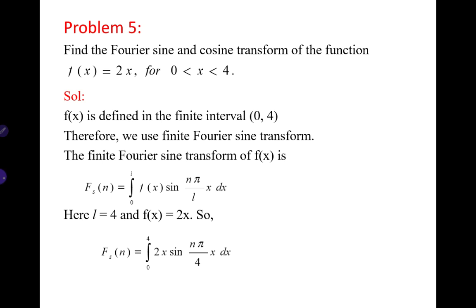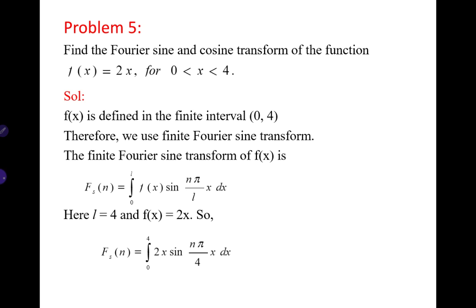The finite Fourier sine transform of f(x) is given by Fs(n) = integral 0 to L f(x) sin(nπx/L) dx. And here L is equal to 4 and f(x) is 2x. So if we substitute the values there, we get Fs(n) = integral 0 to 4 of 2x sin(nπx/4) dx.